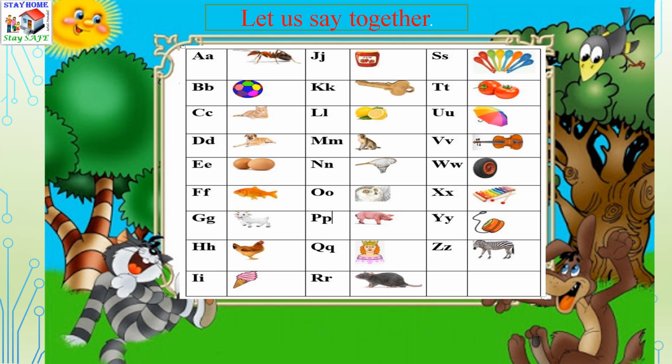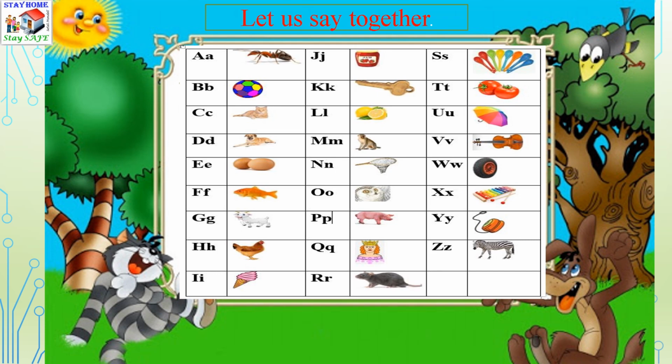J is for jam. K is for key. L is for lemon. M is for monkey. N is for nest. O is for owl. P is for pig. Q is for queen. R is for rat.